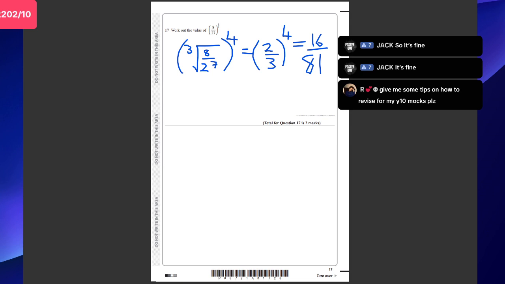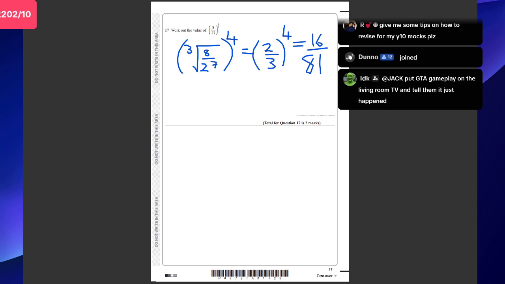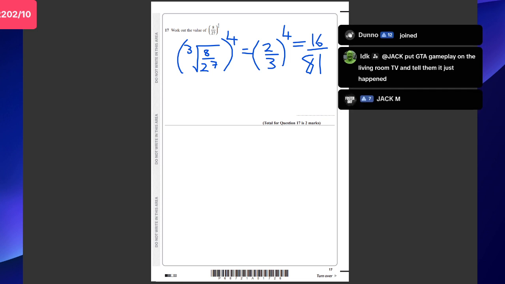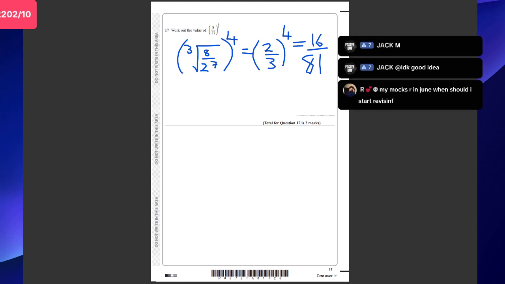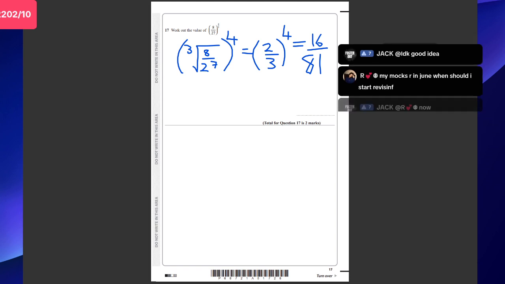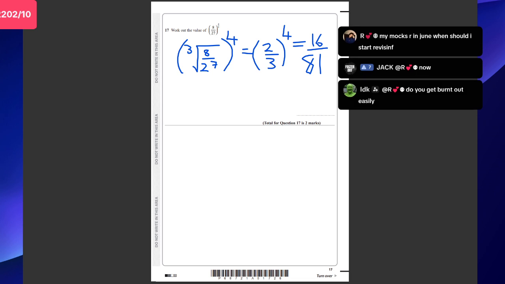Give me some tips on how to revise for my year 10 mocks. So my advice, Ria, focus on learning the content. Focus here on understanding the content and practice questions on the Corbett Maths website. So do the 5 a day, try the numeracy 5 a day, try the foundation 5 a day, and try the foundation plus 5 a day as well. Okay, that is my advice.